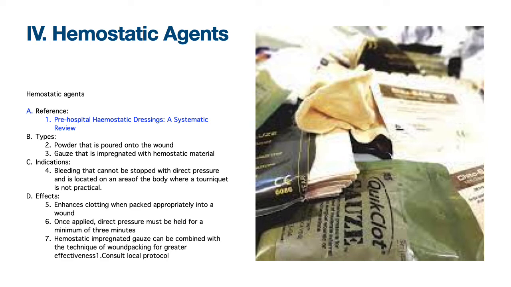There are two types of hemostatic agents. There is a powder that is poured onto the wound, and there is gauze that is impregnated with hemostatic material. For bleeding that cannot be stopped with direct pressure and is located on an area of the body where a tourniquet is not practical, it is good to use a hemostatic agent. The effect may be enhanced clotting when packed appropriately into a wound.